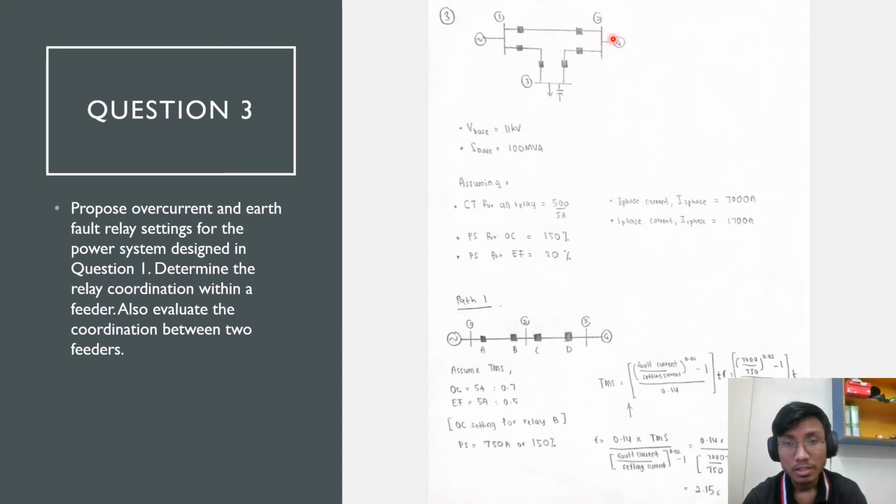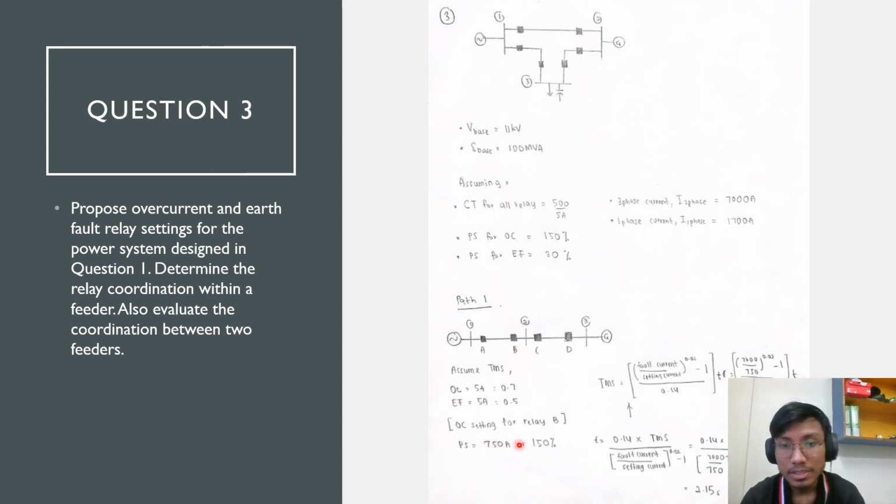For question 3, first I drew this single line diagram to give an insight about the working parameters. I assume the CT for all relays, the plug setting for OC, the plug setting for EF, the 3 phase current, the 1 phase current, and also the V base and S base for the system. Then I drew this single line diagram for path 1 and assume the TMS, which for OC is 0.7 and for EF is 0.5.